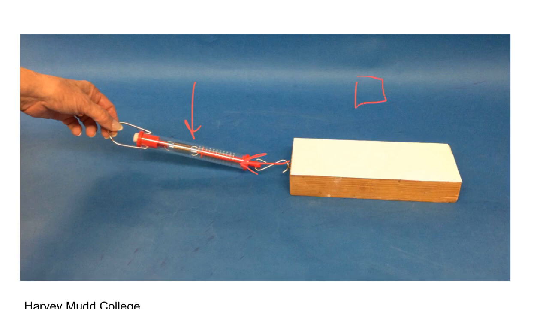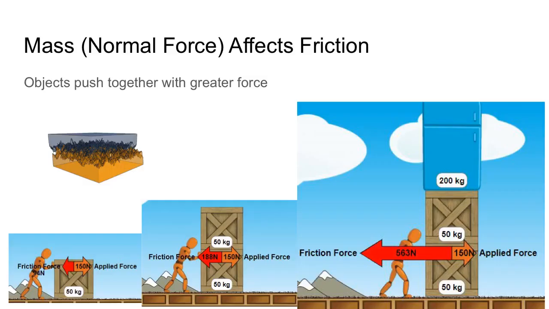Right? If we look at the block, we're pulling in this direction, force applied. We know that it's moving at a constant rate, so there must be some other force opposing that motion in the other direction. That is the same as our applied force, and that is our friction force. And so the friction force is going to oppose motion. It's in the opposite direction, and it's going to depend on the type of surface that we have. And there are a couple different factors that affect it.